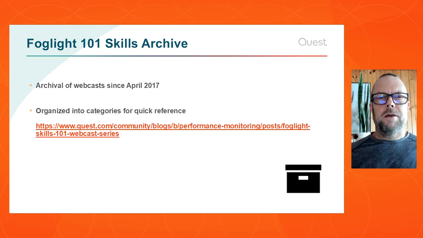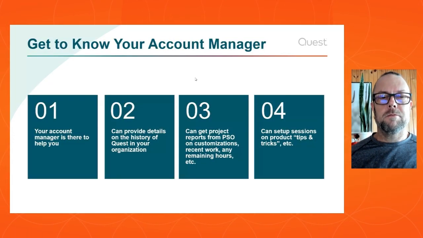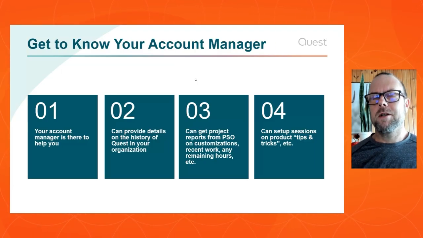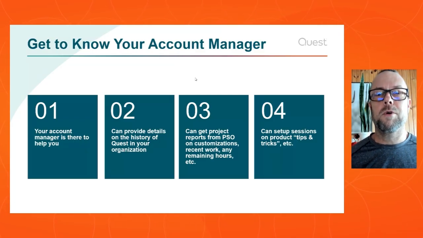Another critical step, if you don't know your account manager, get to know your account manager. They're there to help you. They can provide details on the history of Quest in your organization, maybe not just with Foglight, but with other products. You can get project reports from PSO, find out what work has been done in the past. If you have any customizations, that becomes a step within the upgrade process. You want to make sure that those customizations get carried forward properly.